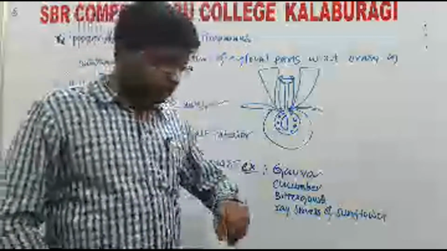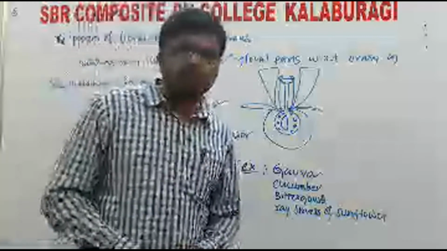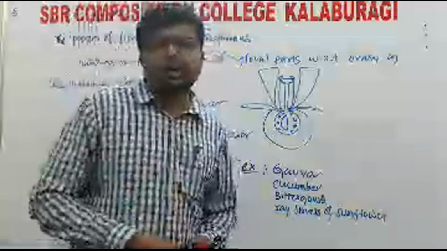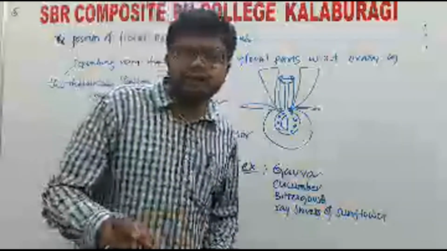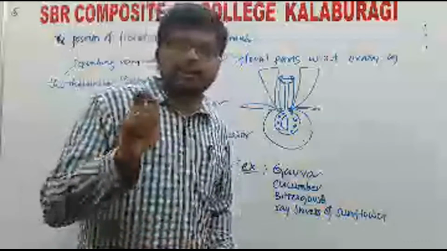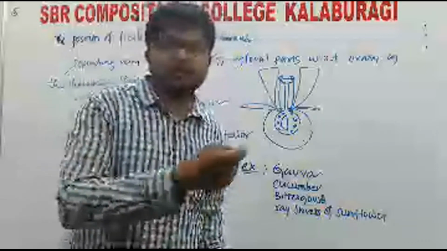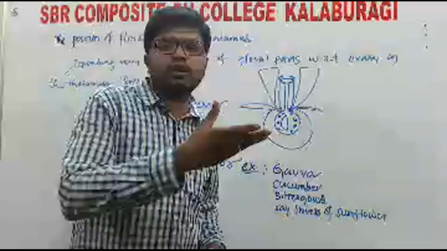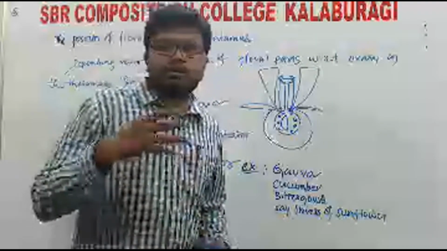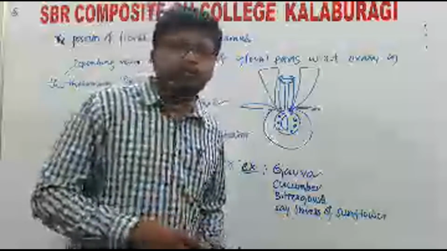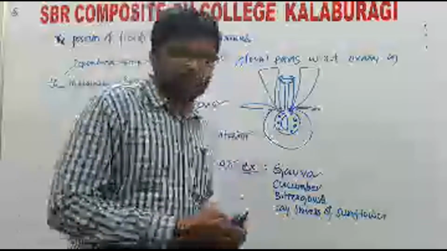Now this is it for today's class. Tomorrow we are going to start with parts of the flower, where we are going to learn individually about the calyx, the corolla, the androecium, the gynoecium, and various terms related to those floral leaves. We are going to understand in detail about them. For now, that's it. Okay, thank you.